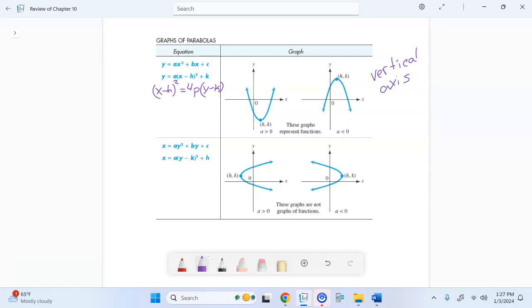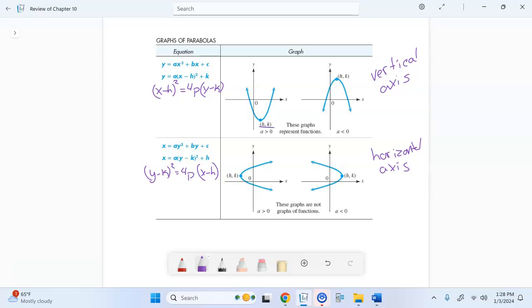The horizontal axis, same idea, but we're switching x and y and h and k. So we'll have y minus k squared equals 4p times x minus h. And I'm going to provide these formulas as a reference. So you don't need to memorize them, but you need to make sure you can understand the difference between the vertical axis, the horizontal axis, the x and y, the h and k. That'll be provided, but you just need to make sure that you can read and understand the formula.